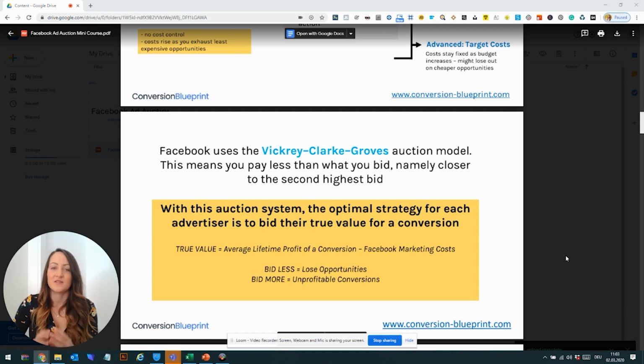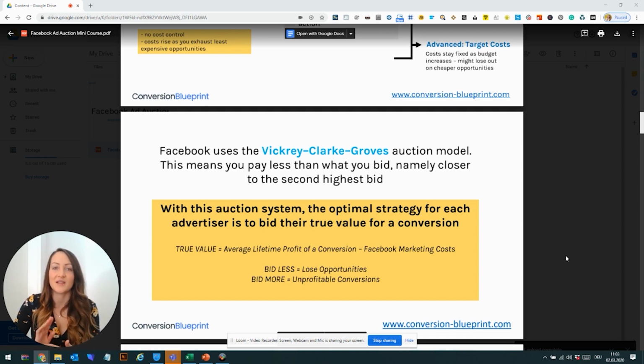With this auction system, the optimal strategy for each advertiser is to bid their true value for a conversion, for an action. So this is the smartest opportunity for you, and this is the optimal bidding strategy for this type of conversion that Facebook also uses. So you need to know your true value. Your true value is your average lifetime profit of a conversion.